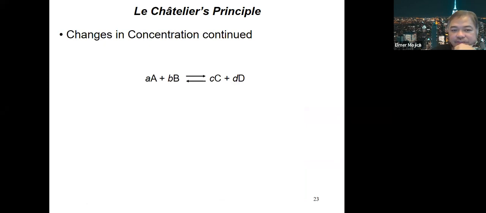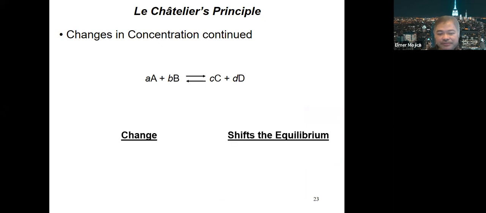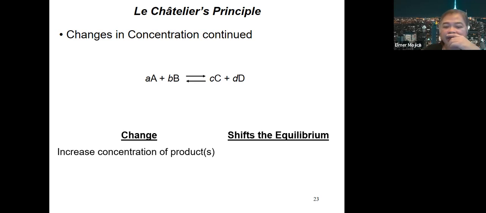Okay. So anytime you see changes in the concentration, if you're going to look at the general equation of a chemical reaction, whenever the change is in such a way that you're adding something, it's going to favor the reaction that will utilize that added material. So if you add more products, it will favor the formation of the reactants. Okay? Increasing the concentration of the products shifts the equilibrium to the left.